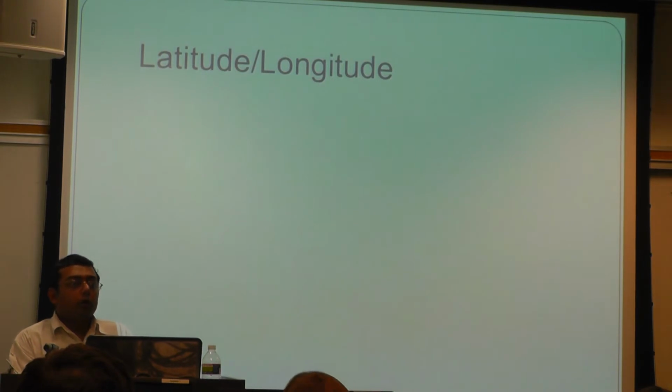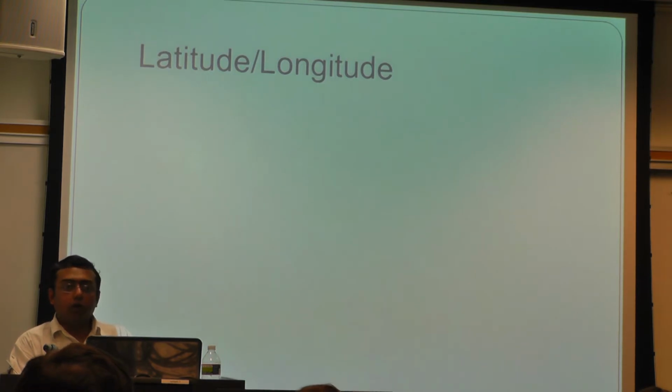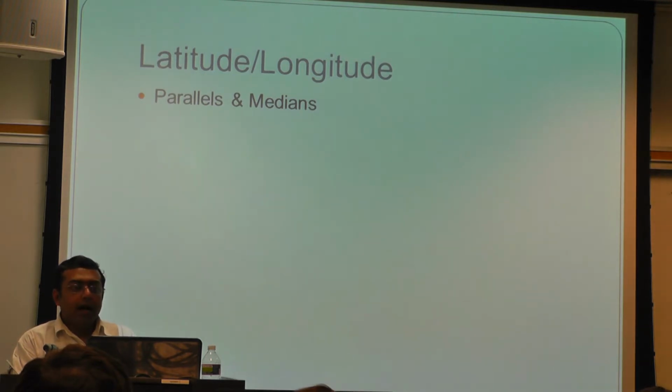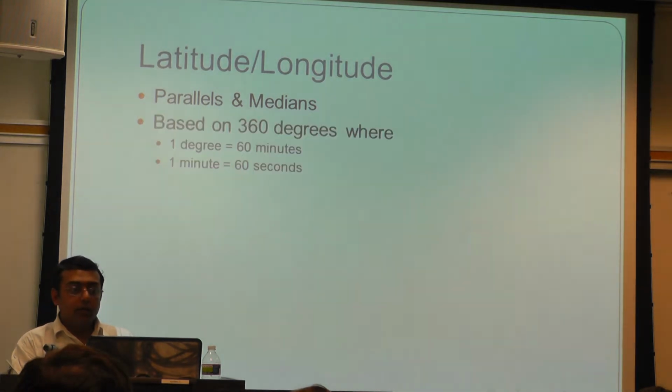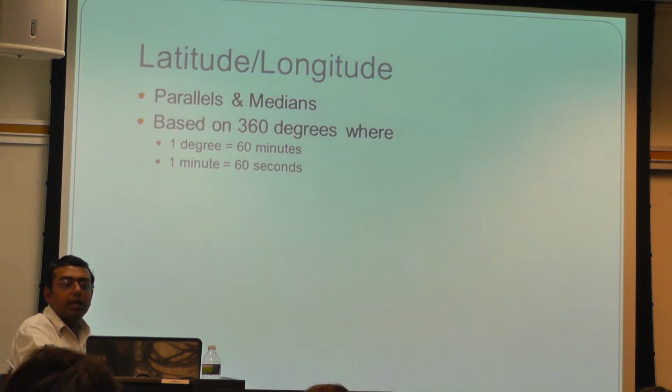But when you talk about coordinates in this authalic sphere, you basically have to look at latitudes and longitudes. This is fairly basic information most of you know, but just to run through very quickly, you may have already heard of them called parallels and meridians. How are these stored? These are basically stored based on 360 degrees, such that each degree is 60 minutes and each minute is 60 seconds.